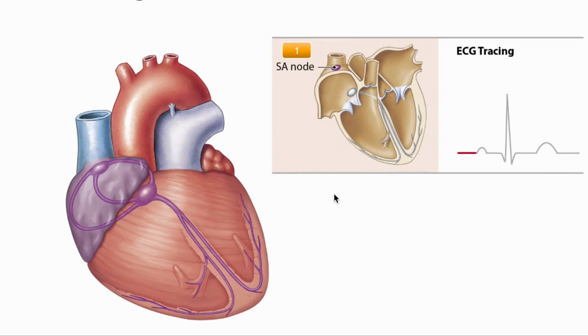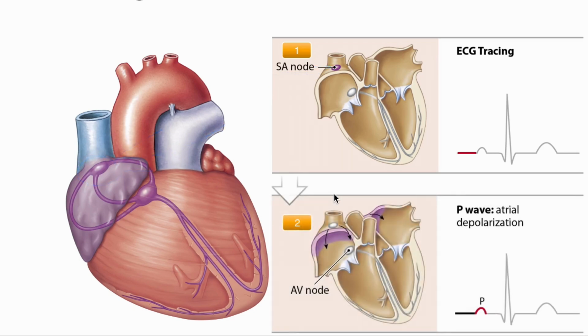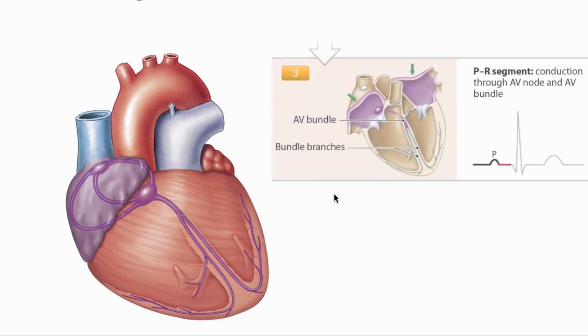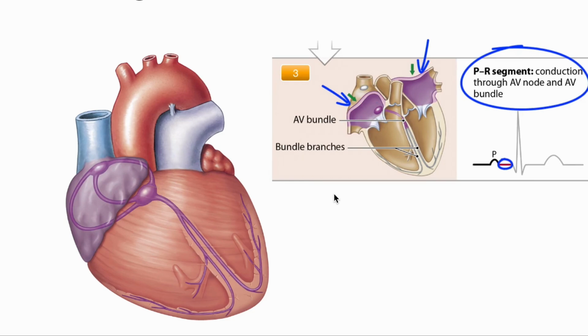Each heartbeat begins with an action potential generated by the sinoatrial, or SA node. The SA node is a cluster of pacemaker cells embedded in the posterior wall of the right atrium. In step 2, the action potential travels along the conducting cells of the internodal pathways and spreads across both atria. We see this depolarization of the atria as the P wave on an ECG. In step 3, the action potential continues to the pacemaker cells of the atrioventricular, or AV node, located at the junction between the atria and the ventricles, and can be seen as the PR segment. At this time, atrial contraction actually occurs.